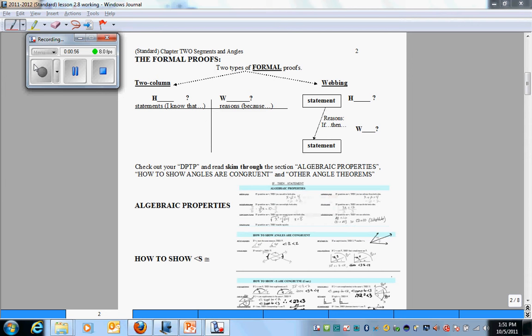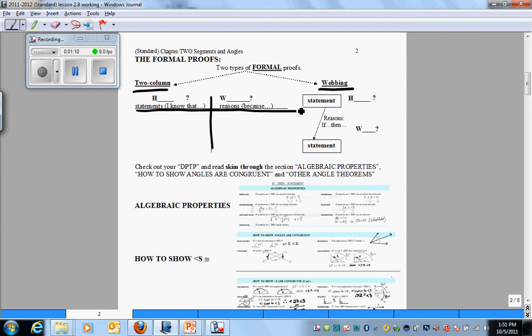Last class we talked about narrative proofs, where you just write a paragraph. Today there are two formal proofs: the two-column and something called webbing. It's called two-column because you have two columns. The how goes on the left, and the why goes on the right.